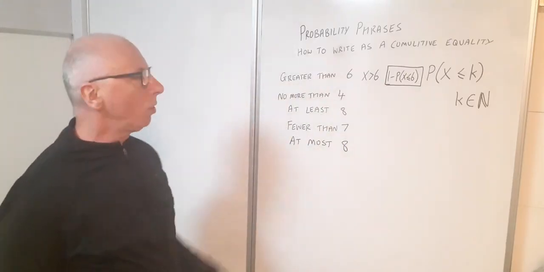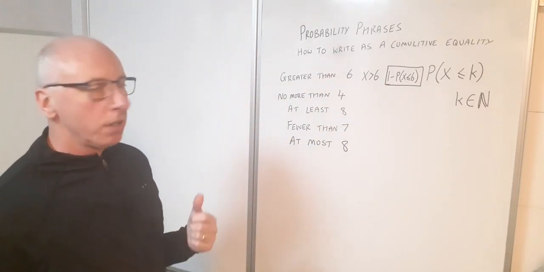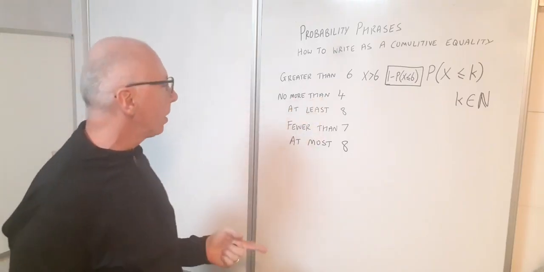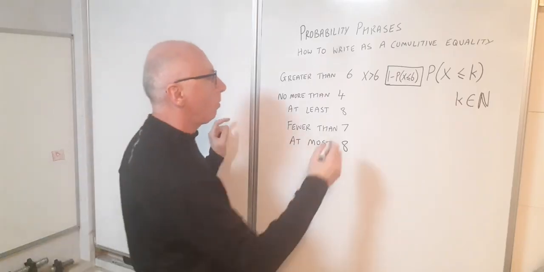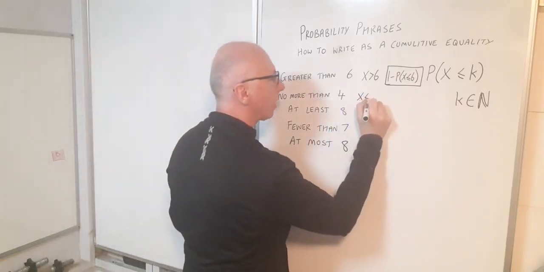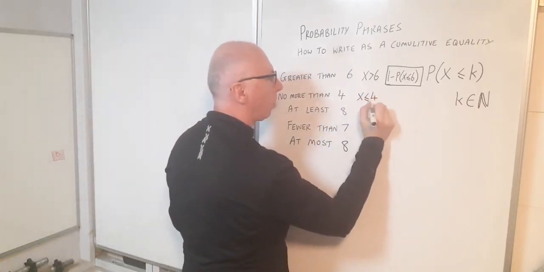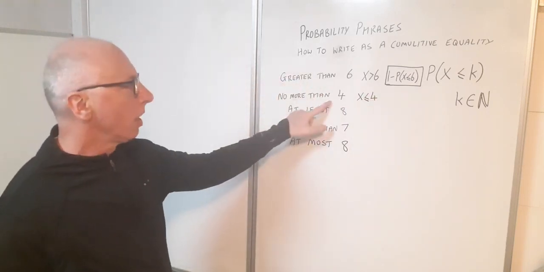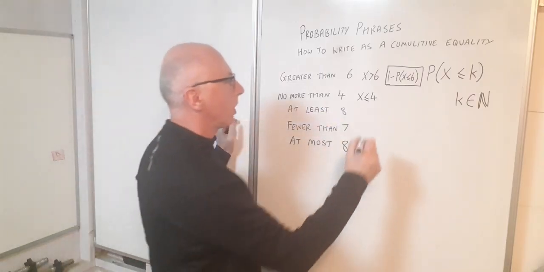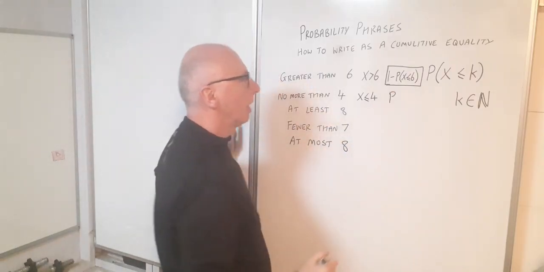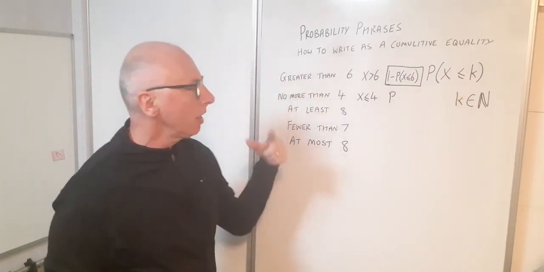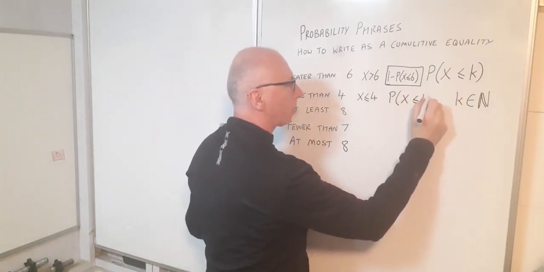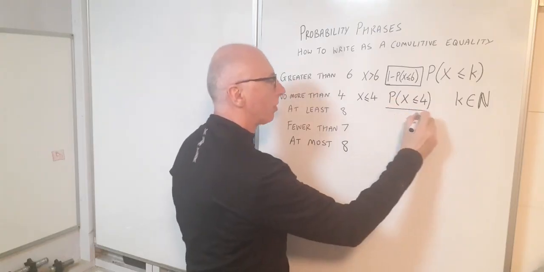Okay, no more than 4. So 4 is actually our limit. So 4 is included, but no more. So what we're looking for here is x is less than or equal to 4, because 4 is also included. So to write this, as it's in this format already, we'll just write probability x is less than or equal to 4. And that'd be that one taken care of.